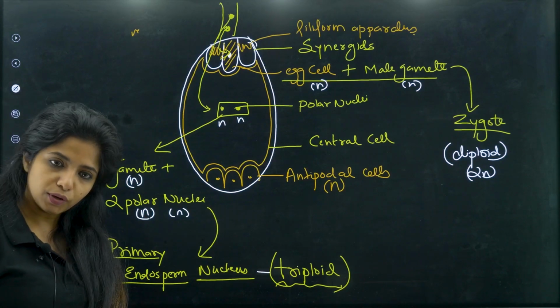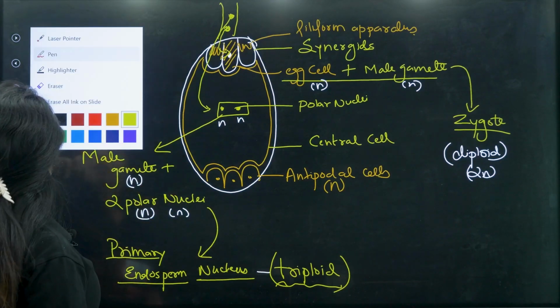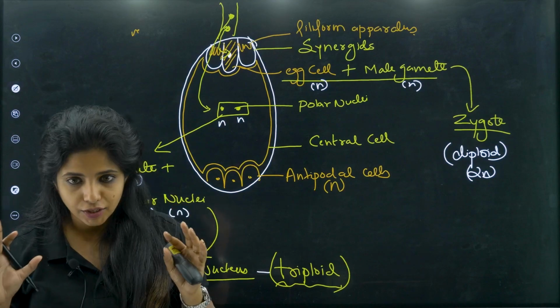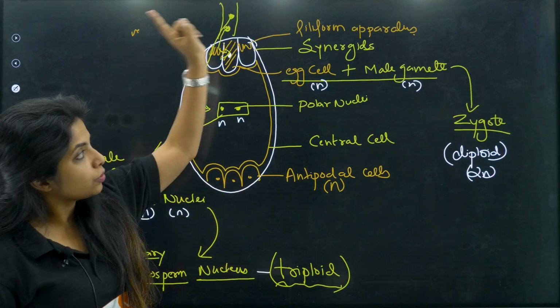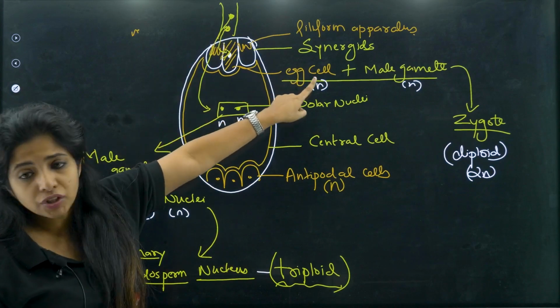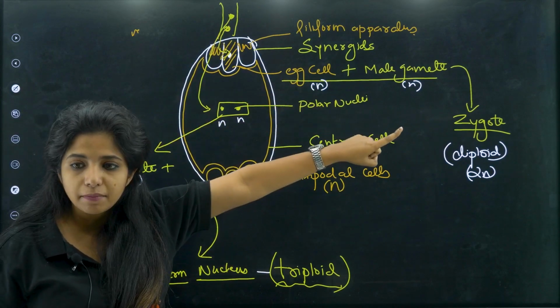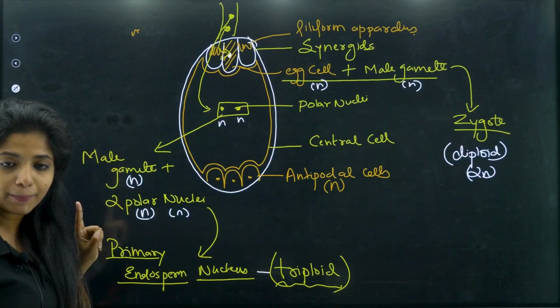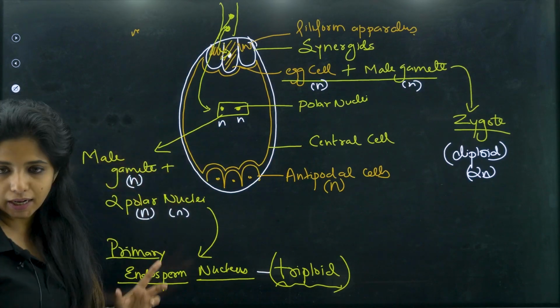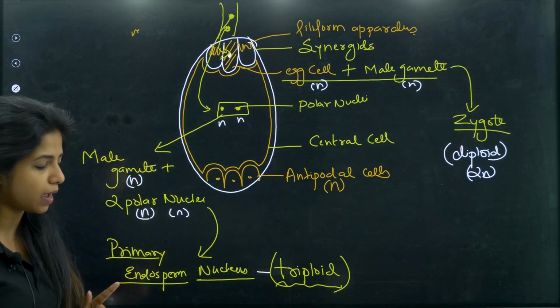Cool? Works? Now, listen to me. Why do you call this process double fertilization? I know I am deviating from the topic, but it is very much important for you. Double fertilization, because here one fertilization took place between the egg cell and a male gamete. Over here again one more fertilization is taking place between this and this. That is why it is known as double fertilization. Twice fertilization is happening over here.